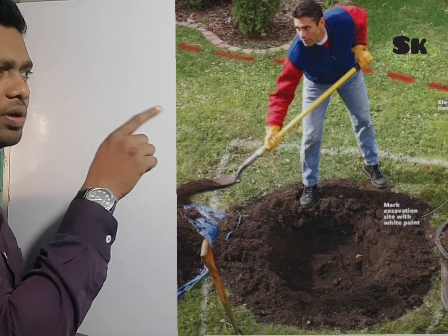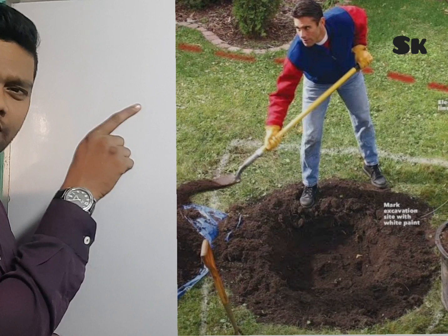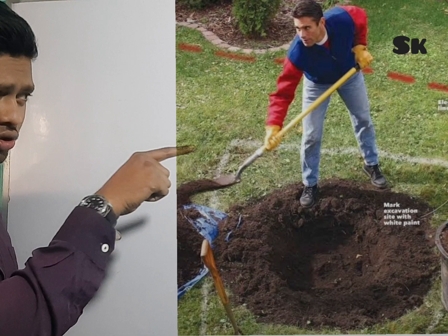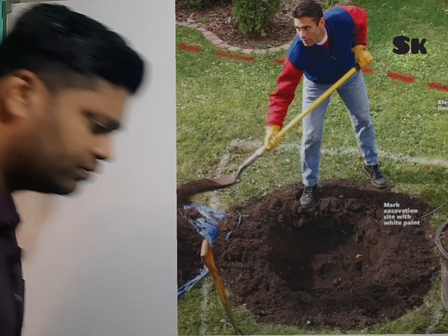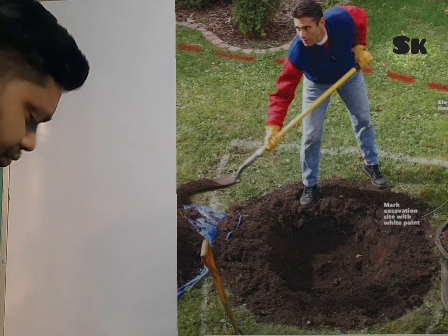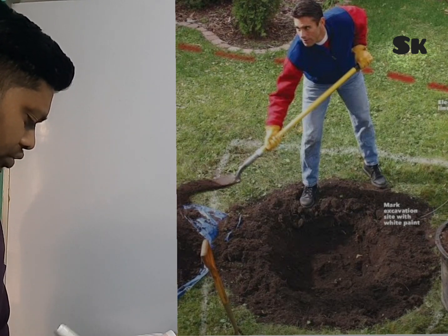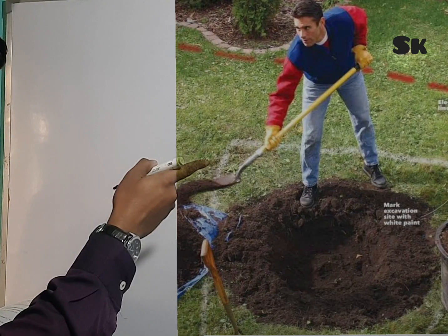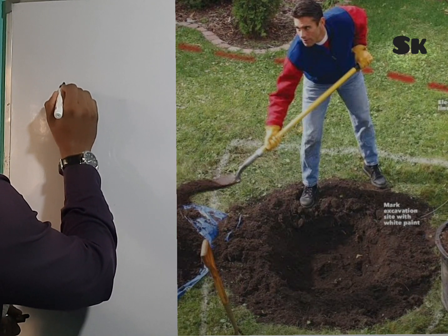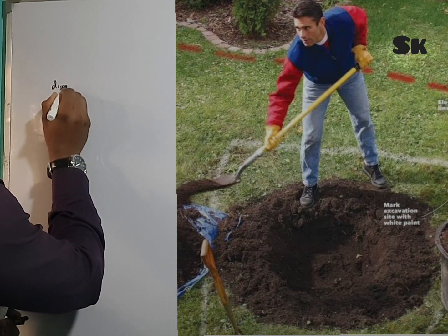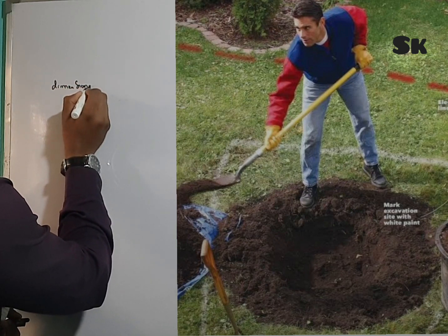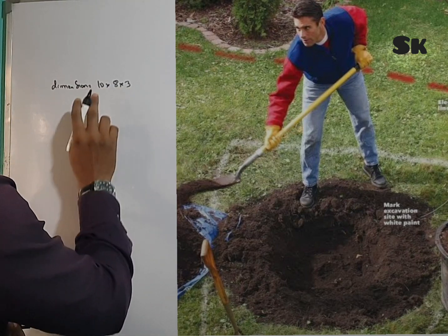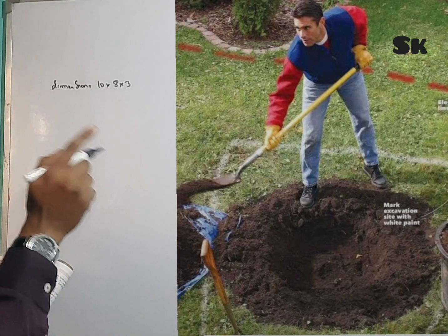If you see, the person is trying to dig out the earth and make a pit. They gave you the dimensions. What the person is trying to do is make a pit, and for example the dimensions are 10 into 8 into 3, meaning length, breadth and height. A pit will have a length, breadth and height also.